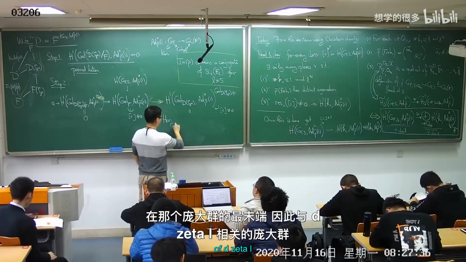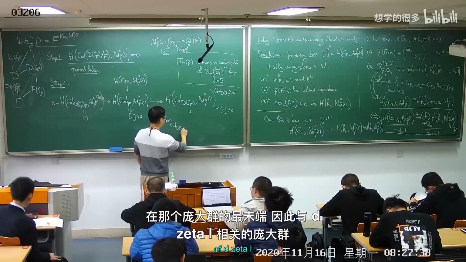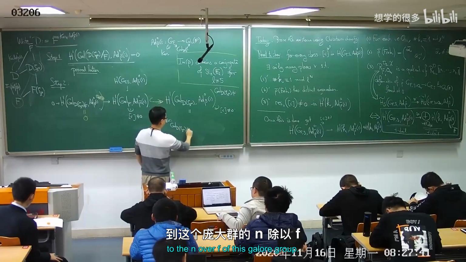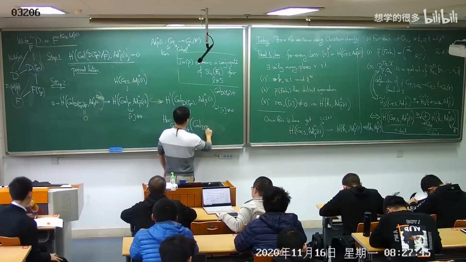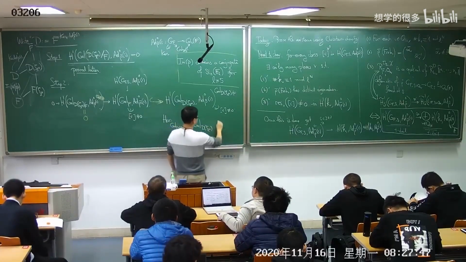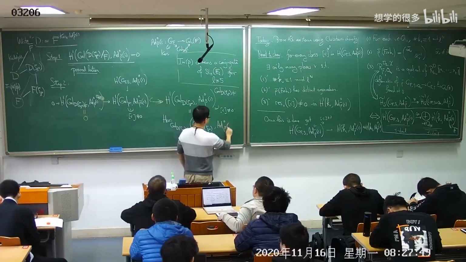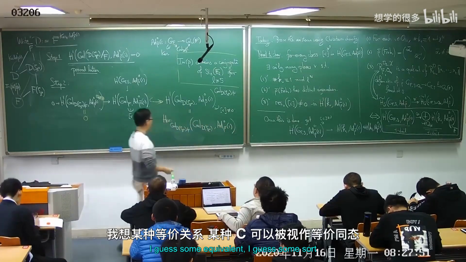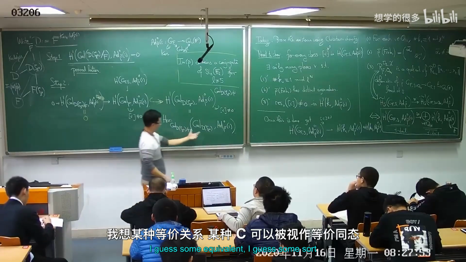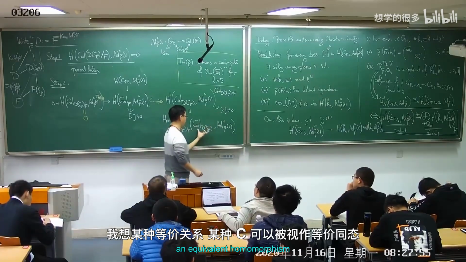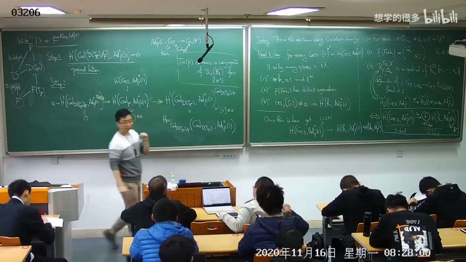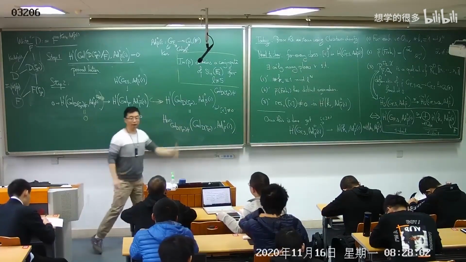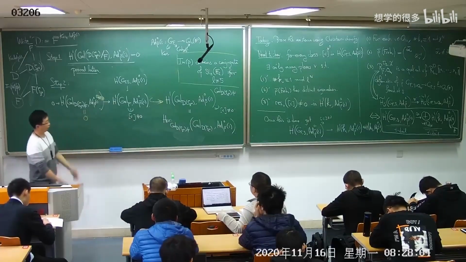So the Galois group of D over F, of this Galois group, comma. I guess C can be viewed as an equivariant homomorphism from this Galois group to here, because H1 is just Hom. There's no twist action in some sense.